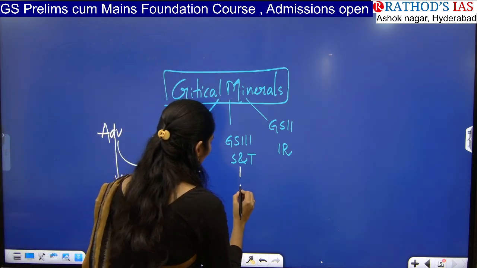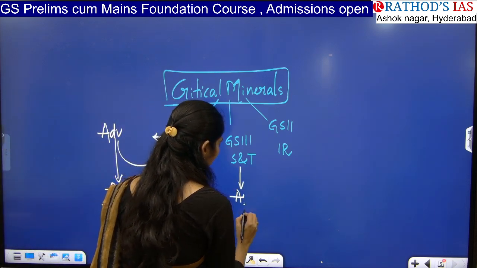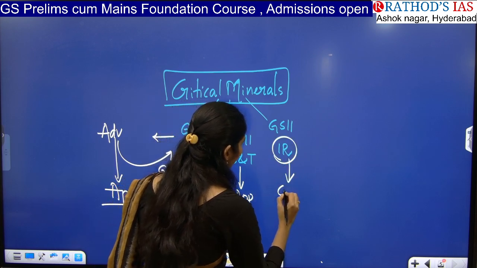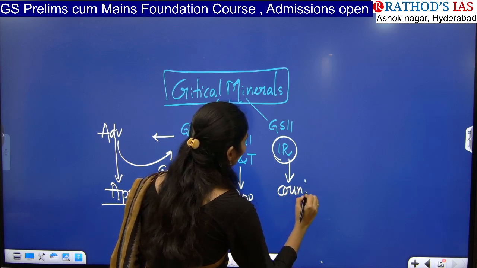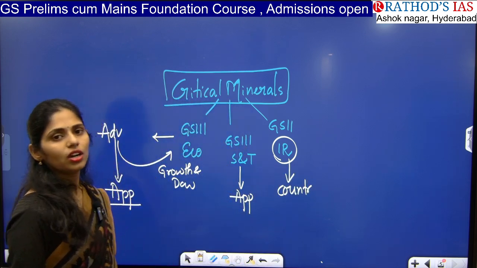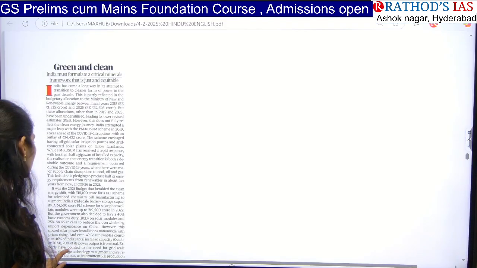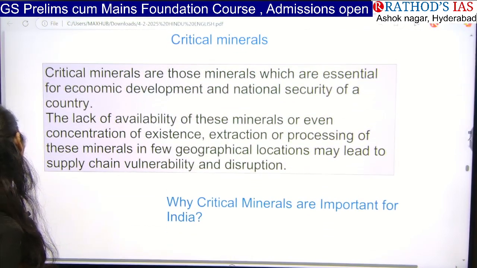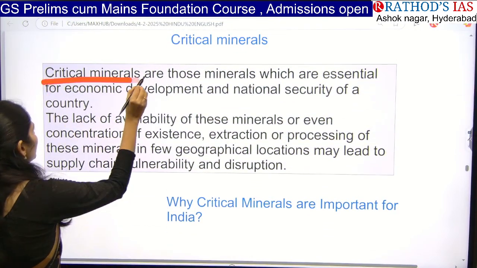And from science and technology, you have to see the applications part again. And from international relations, you have to see from which countries we are importing them. Okay, so now let us see this article. First of all, let us try to understand what critical minerals are.